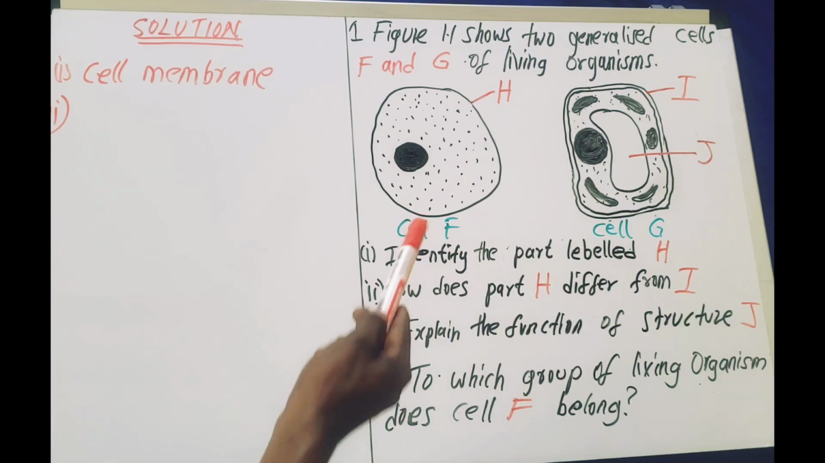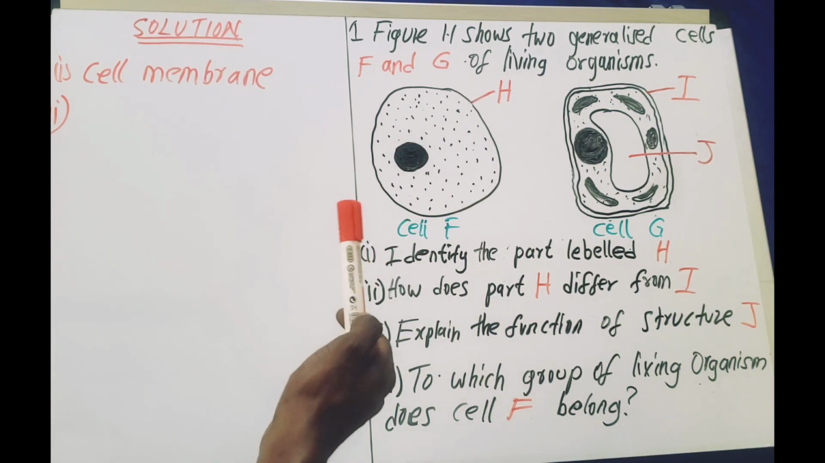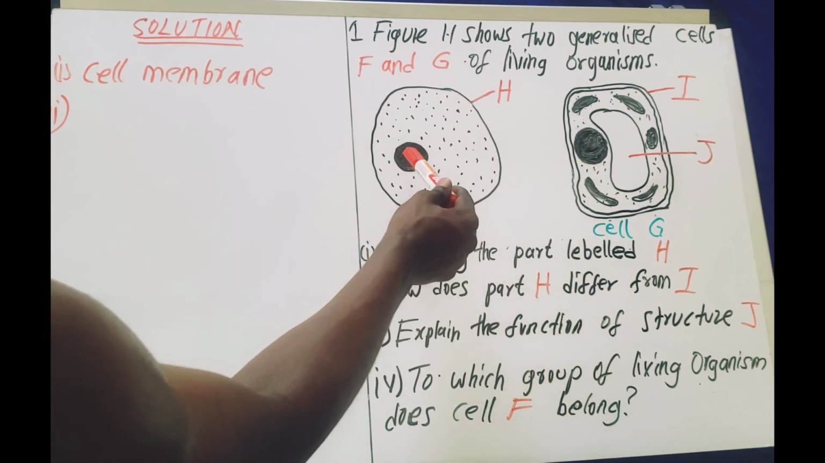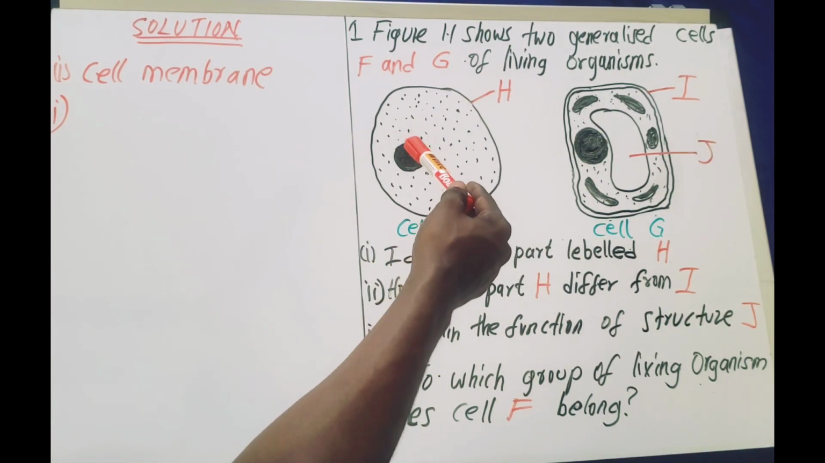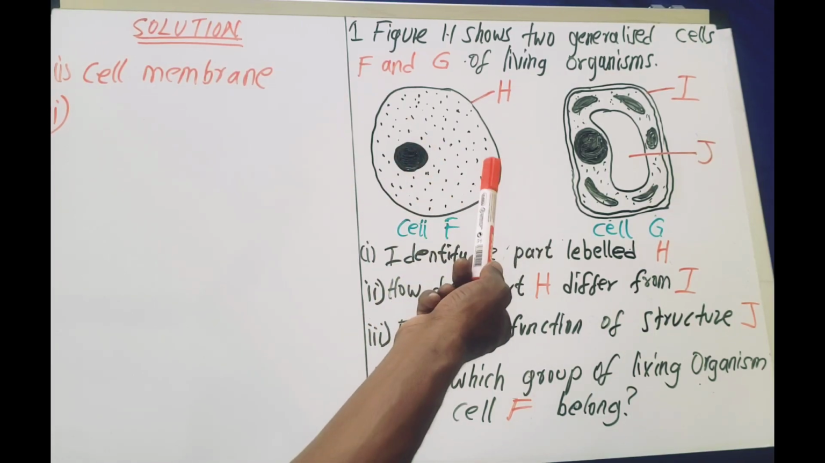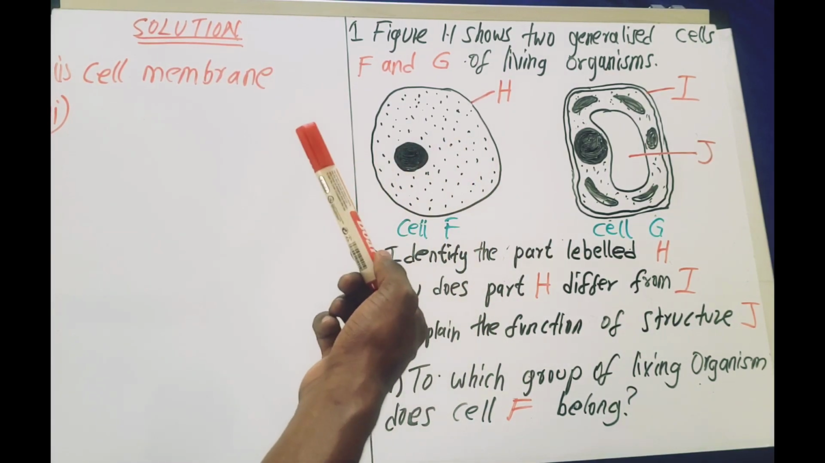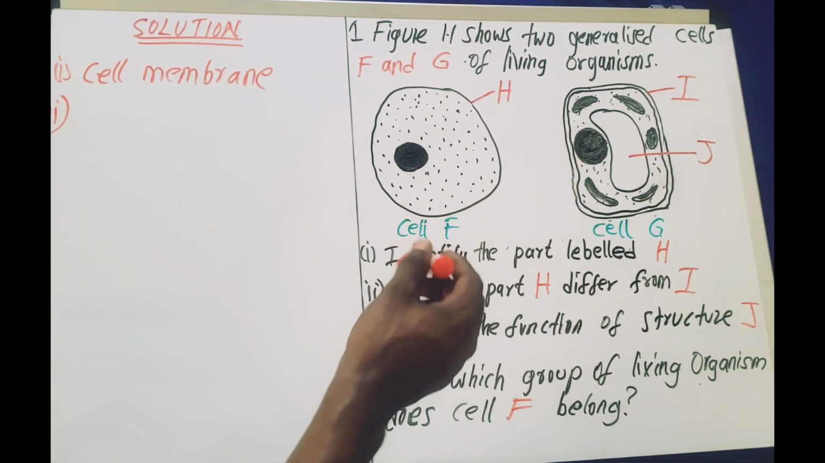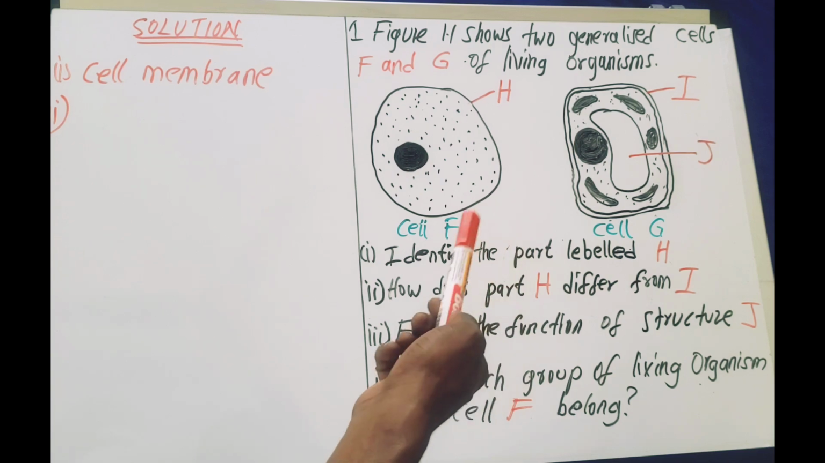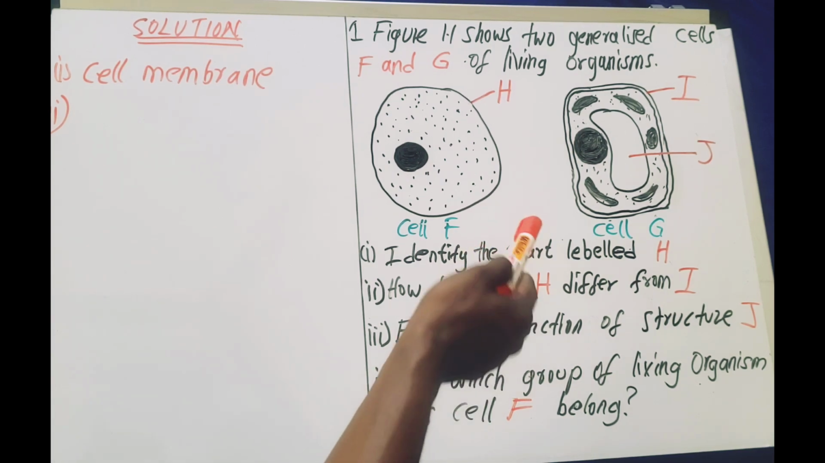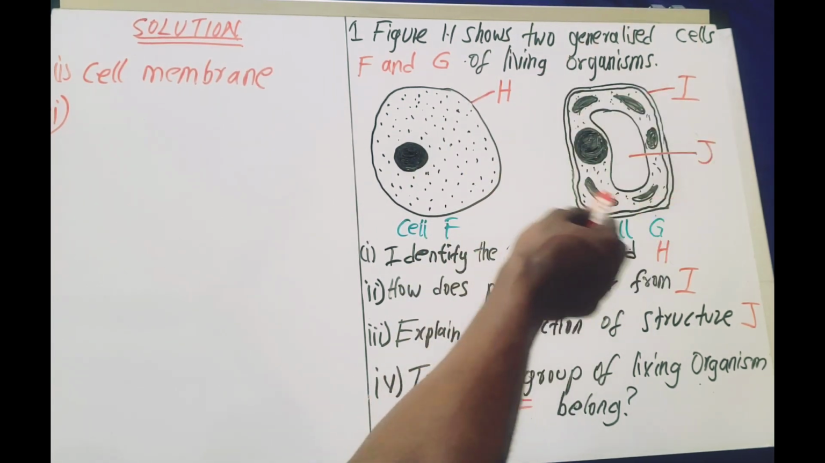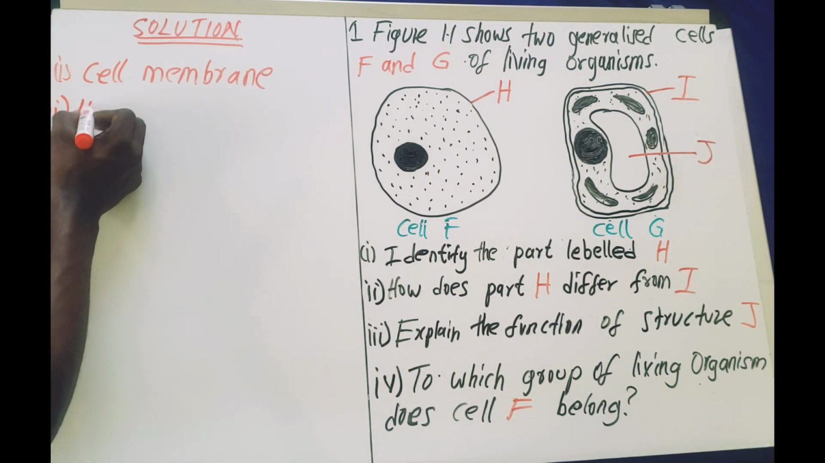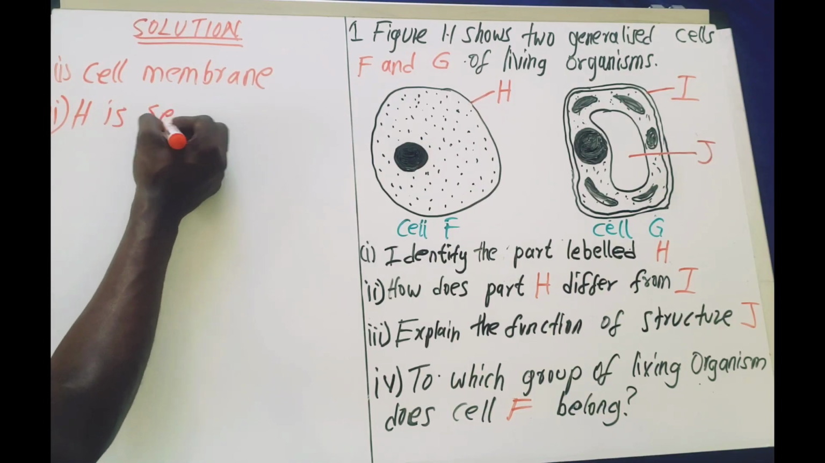Well, the difference is that this one, it is semi-permeable, meaning it allows some substances to enter the cell and prevents others from entering and leaving. It allows entrance and exit of the cell. While this one, it protects the cell, okay, from damage. That's the difference, because this is the outer part and it's very hard, while this one, it's semi-permeable. So H is semi-permeable.